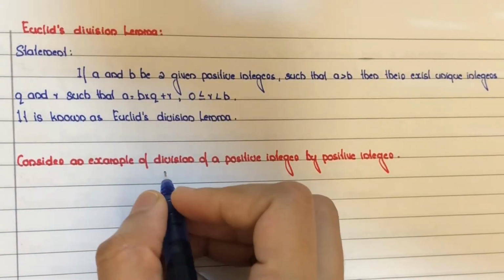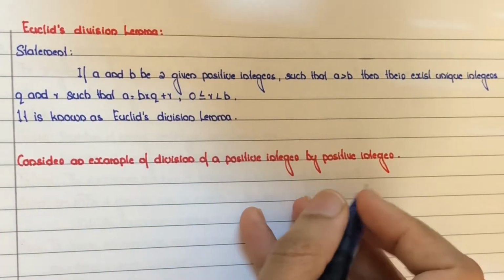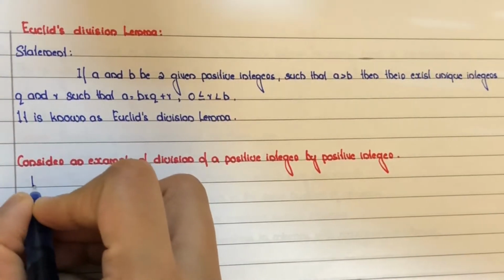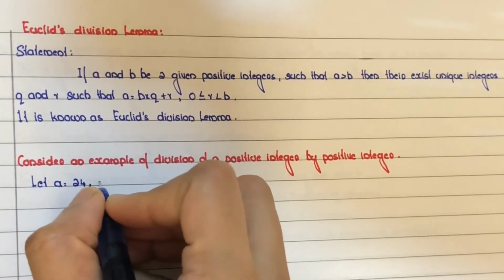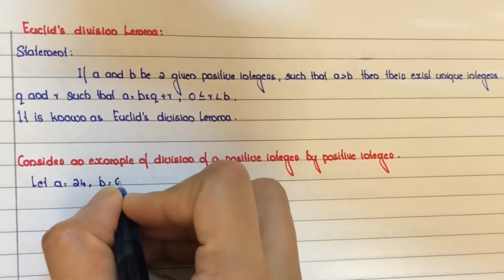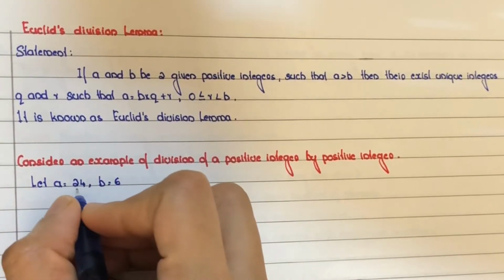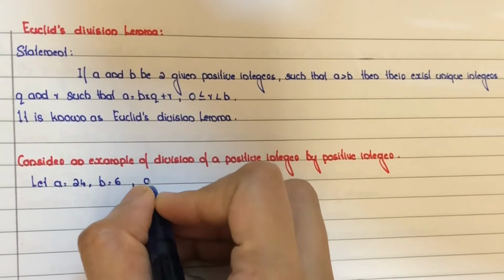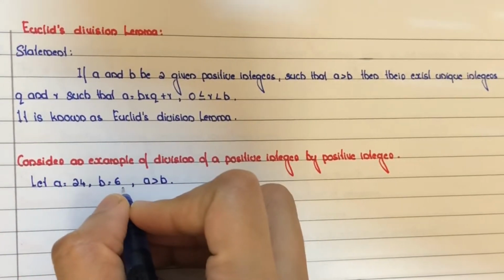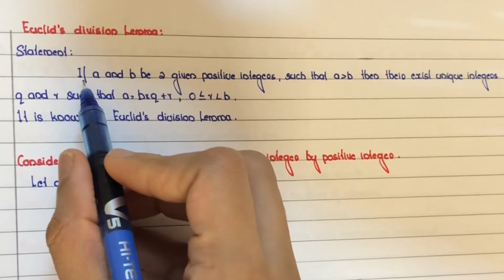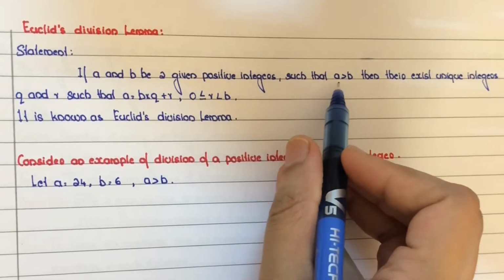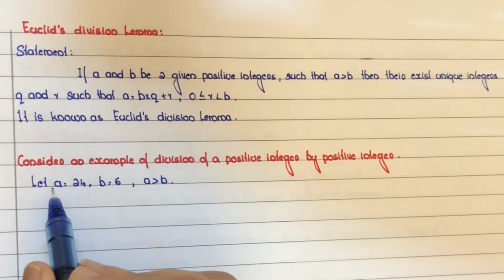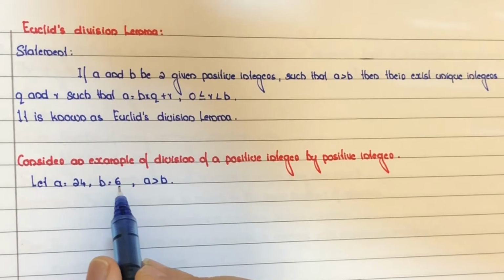Consider an example of division of a positive integer by positive integer. Let a equal to 24 and b is equal to 6. Okay, a is 24 and b is 6. That is a greater than b, 24 greater than 6. First line is, if a and b be two given positive integers such that a greater than b. Okay, a equal to 24 and b equal to 6. A is greater than b.